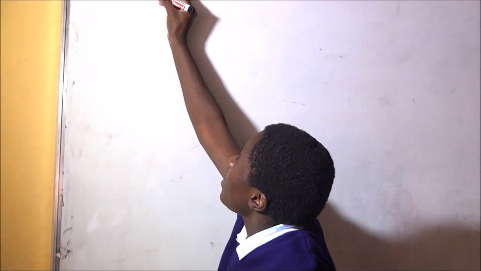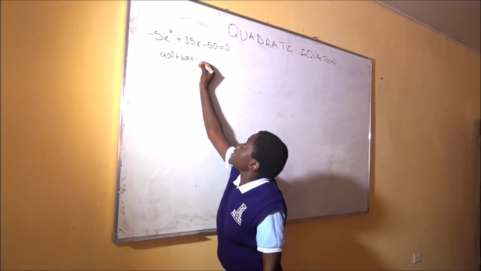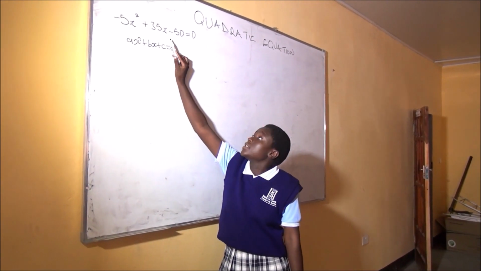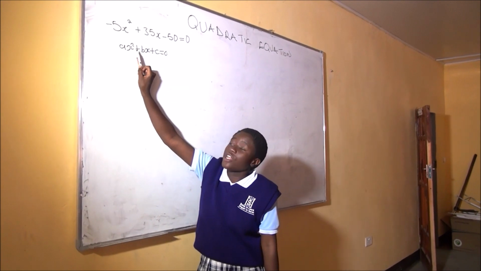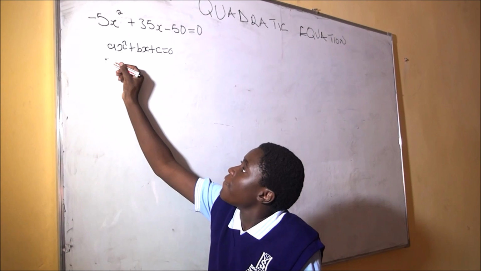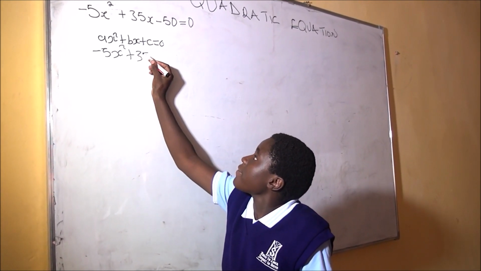I'm in KNM1. I'll be presenting to you an additional mathematics question on how to solve a quadratic equation by completing the square. A quadratic equation is expressed in the form ax squared plus bx plus c equals 0, where c is the constant, and here the constant is negative 50, and the coefficient of x squared is negative 5. So I'm going to write negative 5x squared plus 35x.